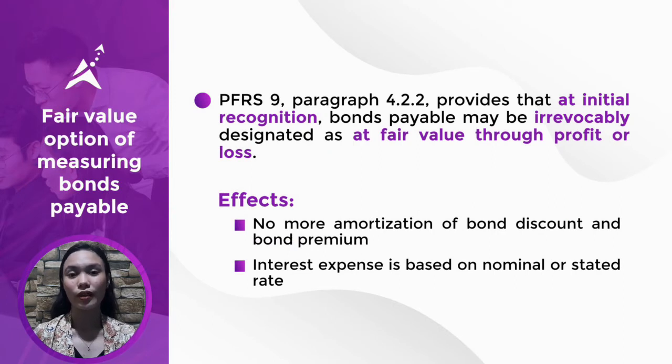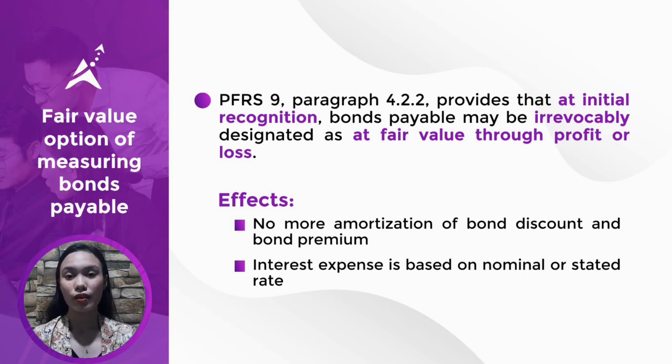We are down to our last topic for today, which is the fair value option of measuring bonds payable. Not in all cases do we measure bonds payable initially at present value and subsequently at amortized cost. There are cases that bonds payable can be measured at fair value both on initial and subsequent recognition. It says here that at initial recognition, bonds payable may be irrevocably designated as at fair value through profit or loss. If from the very beginning, the issuer of the company says that they want to irrevocably designate that the bonds payable will be measured at fair value through profit or loss, so be it. Hindi pwedeng mabawi or mabago pa dahil at initial recognition ay sinabi na.